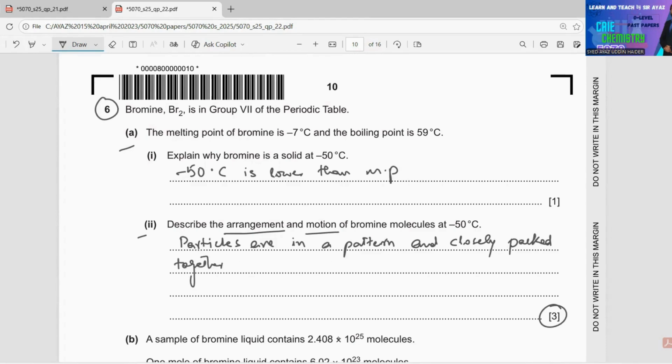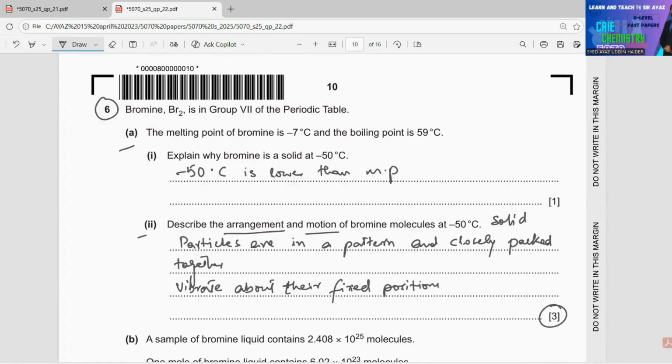What about the motion of the particle? Now see the state of bromine molecules at -50 degrees centigrade. -50 degrees centigrade is lower than melting point, which means that it's in the solid state. So you have to write the motion of the molecules in the solid state, which is vibrate about fixed position. Vibrate about their fixed positions.